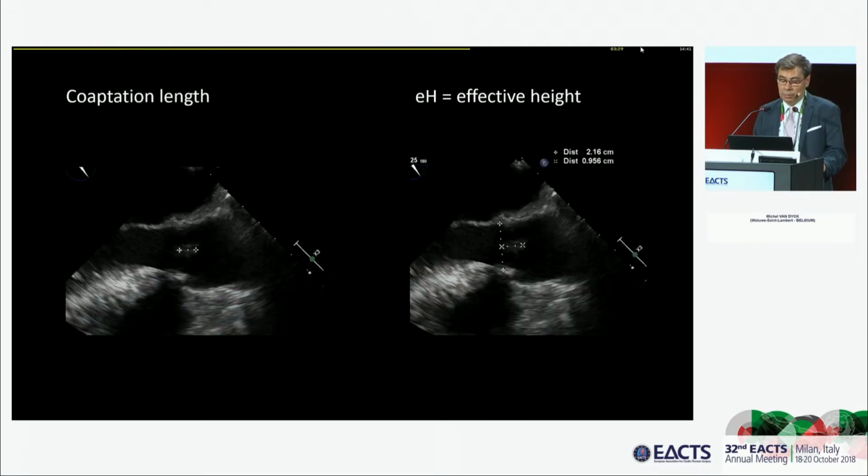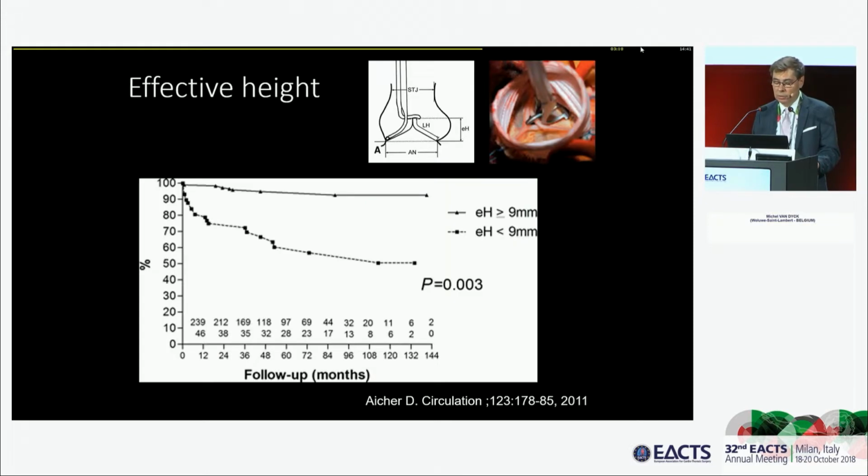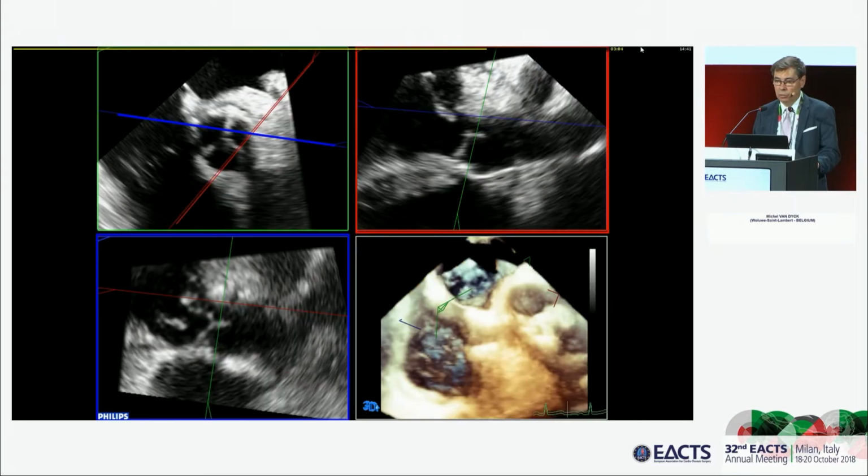Post-repair, we also have to measure coaptation length and effective height. We do it traditionally with 2D echo. And these two parameters have been shown to be the two most important parameters. Here is a study of our group about the coaptation length, and here the Schaeffer group about the importance of achieving a good effective height of more than 9 millimeters in order to have a long-lasting result. So these measurements should also be performed with MPR, like we see here.